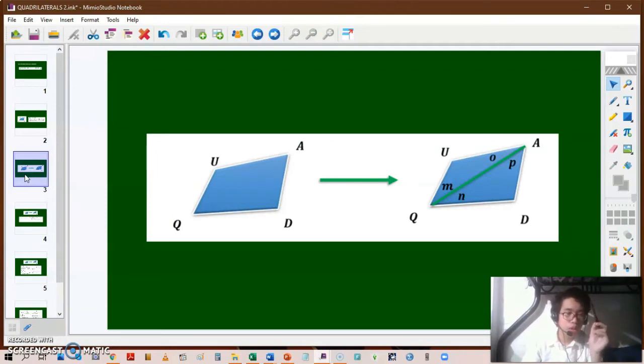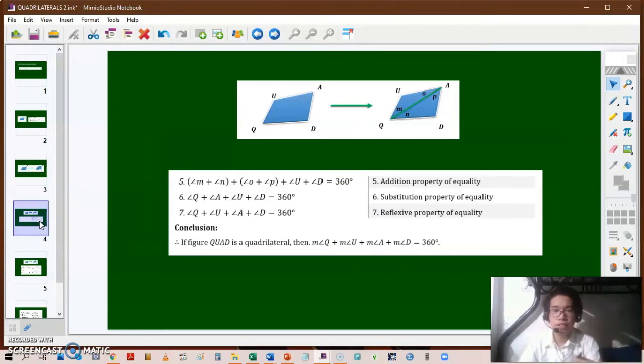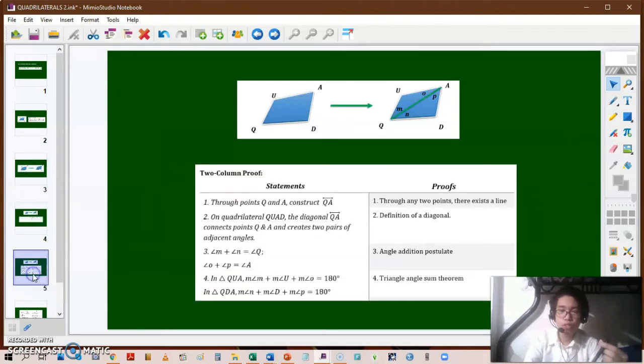So we draw a diagonal between Q and A, and therefore we have those adjacent angles right there. So we have M and N, and then O and P. And we have to prove that the measurement is, of course, 360 degrees for this quadrilateral. This is going to be a very easy proof, okay? Not all proofs in geometry are going to be like this, but this one is going to be very easy. So for the first part of our proof, through points Q and A, construct a diagonal. That's part of our plan.